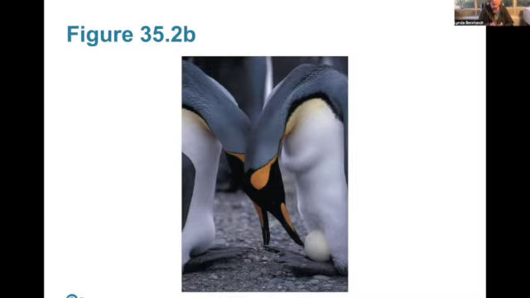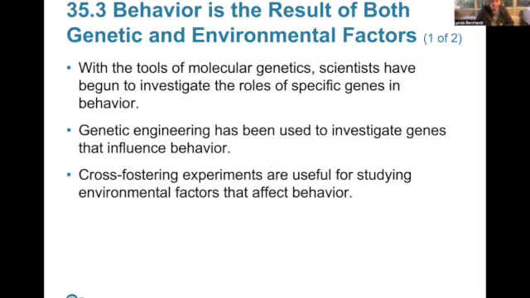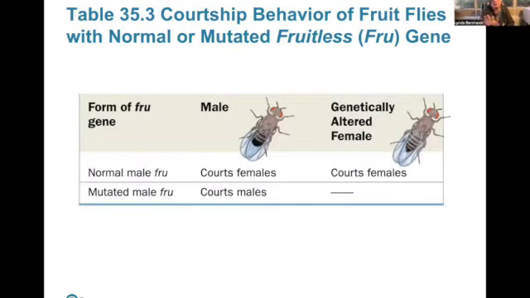So this is another example of the behavior for that. Genetic engineering has been used to investigate genes that influence behaviors. They've been trying to figure things out because that's what we do. We want to know why. And cross-fostering experiments are useful for studying environmental factors that affect behavior, because most of us have had the thing posed of, is it nature or nurture? And it turns out it's both. Some things are nature, some things are nurture, some are both. And so that's what this goes with.